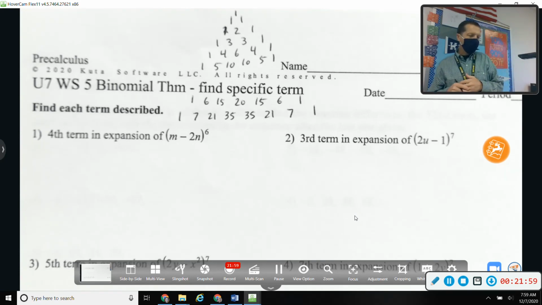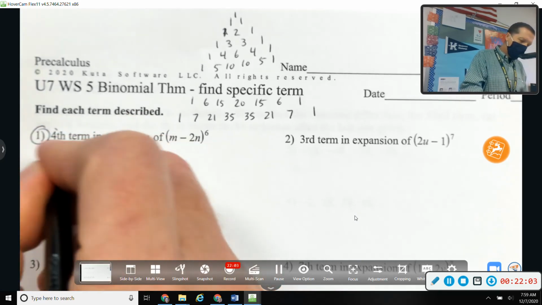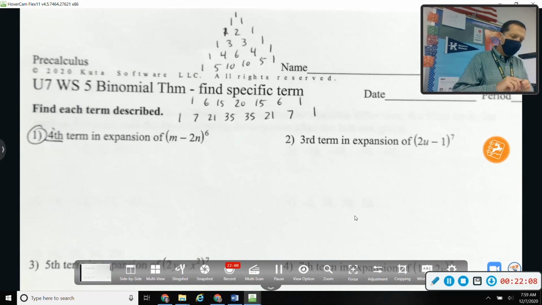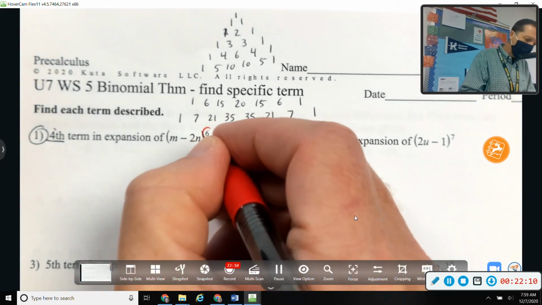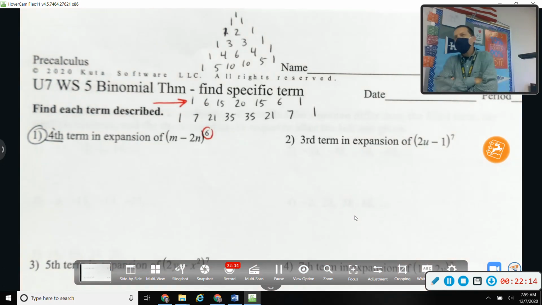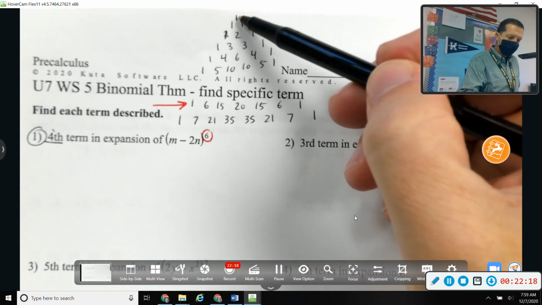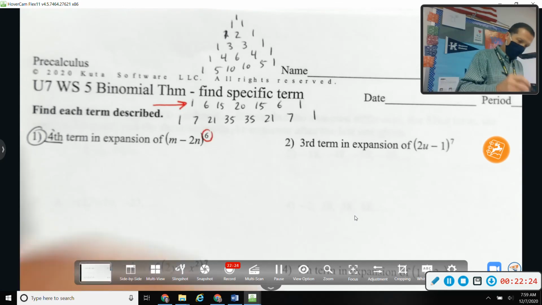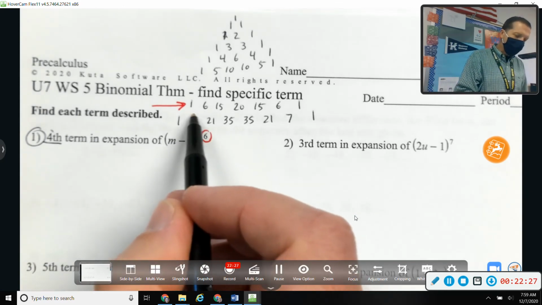Pascal's triangle. Okay, let's do number 1. The 4th term in the expansion of all of this to the 6th. The first thing I want to make note of is we're raising it to the 6th, so that means I want to be on the 6th row. Be careful because it depends on how you count. Since we started with 0, that's kind of the 7th row, but let's call it row 6 because that's going to make sense. I don't need all the coefficients, I just need the 4th one.